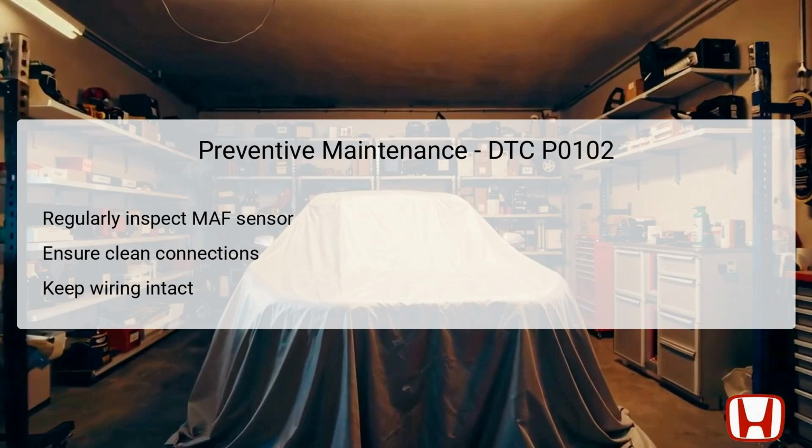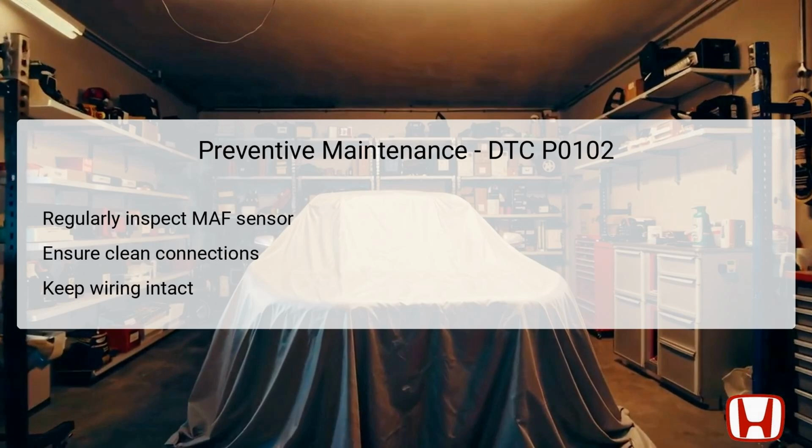Regular inspections of the MAF sensor should be performed, looking for signs of dirt or contamination that could affect sensor readings. Keeping electrical connections clean and secure is also vital, as poor connections can lead to intermittent failures and erroneous readings. It's advisable to visually inspect wiring for any signs of wear or damage that could disrupt sensor functionality. Implementing a schedule for these maintenance tasks creates a proactive approach to vehicle care, ensuring that problems are caught early before they escalate into larger, costlier issues.